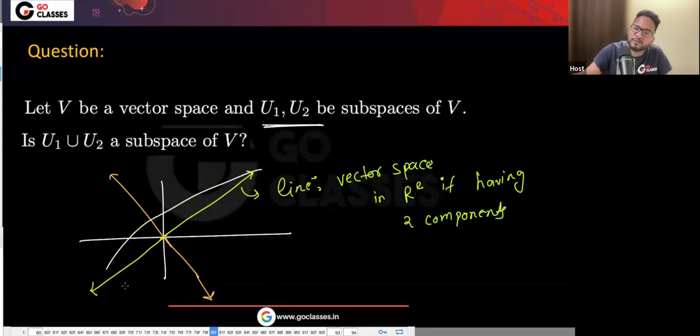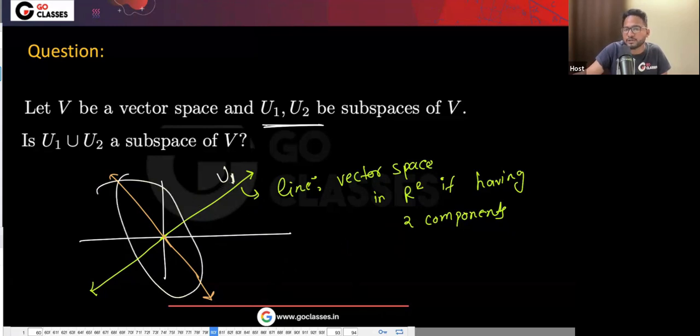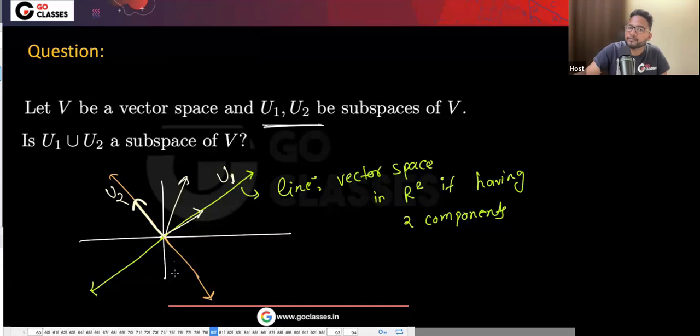See, is this a vector space by itself? Just alone, is this a vector space? Yes, right. Let's call it u1. Just alone, is this a vector space? Yes, right. Let's call it u2. Now you take the union of these, which means one vector here, one vector here. If you take the addition, is this belonging to the union of u1 and u2, either u1 or u2? No, right? It may be something like this.